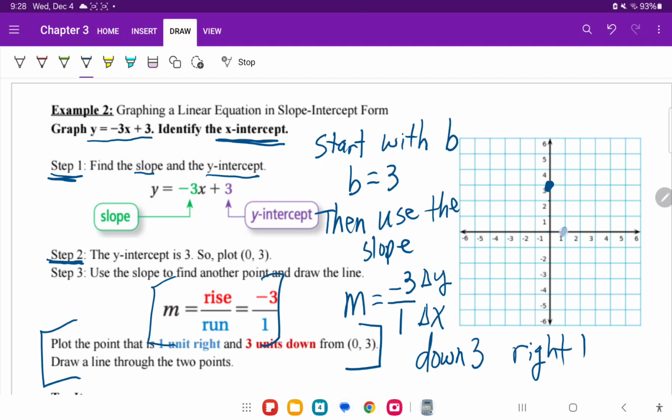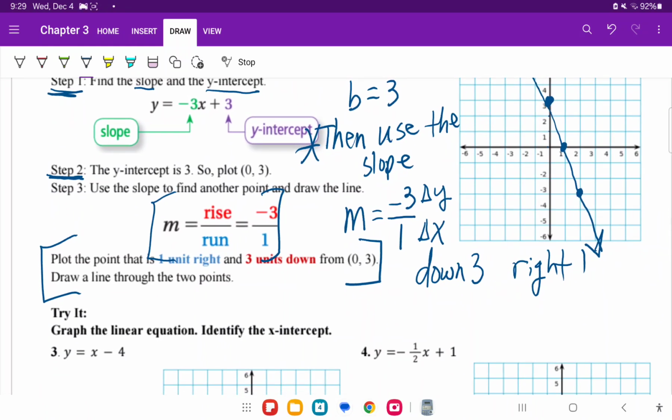Okay, and then we're going to do it again. From that new point we did, we go down 1, 2, 3, and then right 1. Okay, and then we're going to draw our line. So that's how we plot this using the intercept and then using the slope. So you start with the intercept and then you use the slope to tell you how to draw the other points.